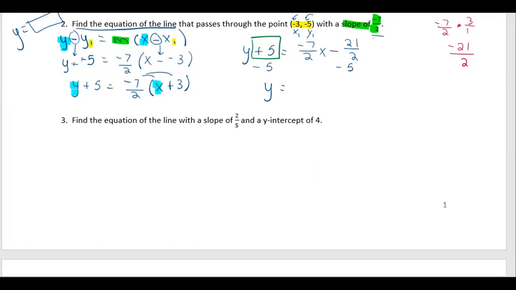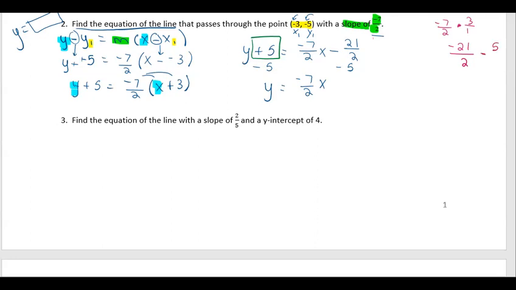That will leave us with y equals. The -7/2 isn't changed. We have our -7/2. We have the x that isn't changed. But we now need to subtract 5 from our -21/2. So let's put it over here.